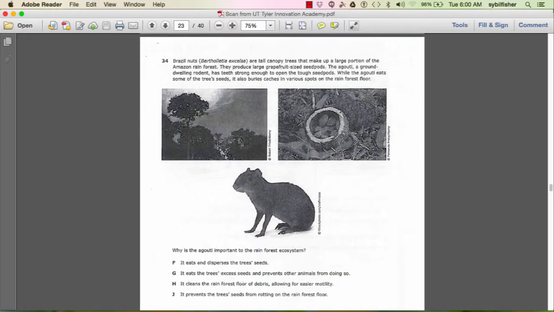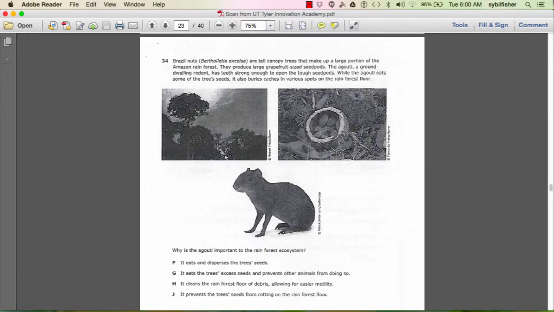Brazil nuts, Bertholletia excelsa, are tall canopy trees that make up a large portion of the Amazon rainforest. They produce large grapefruit-sized seed pods. The agouti, a ground-dwelling rodent, has teeth strong enough to open the tough seed pods. While the agouti eats some of the tree's seeds, it also buries caches in various spots on the rainforest floor. Why is the agouti important to the rainforest ecosystem?